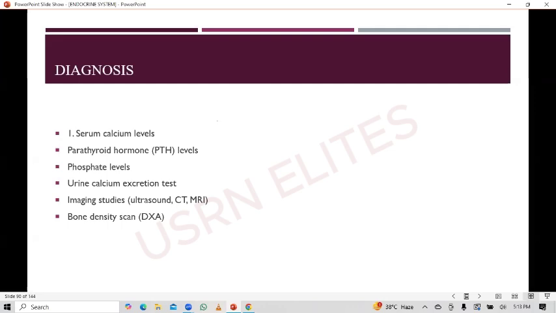Then imaging studies and a bone density scan. For imaging studies, you can do ultrasound, CT scan, or MRI. You do that to visualize the parathyroid gland very well. So you can take a CT scan of the glands and check whether the cells are normal, whether they are proliferating, or whether there are any cancerous cells there. That is how we do the imaging.